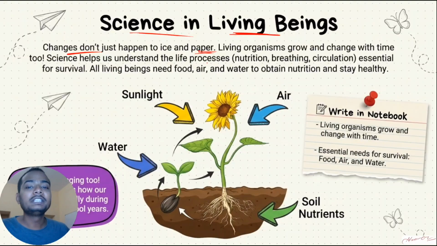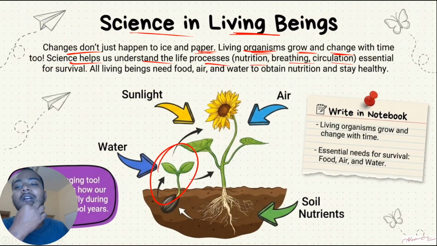Some of the changes that you cannot see are really slow, like a plant coming out from a seed. So in living organisms, whether you talk about plants or animals, they also grow and change with time. And science helps us to understand the life processes like nutrition, breathing, and circulation, which are essential for survival.